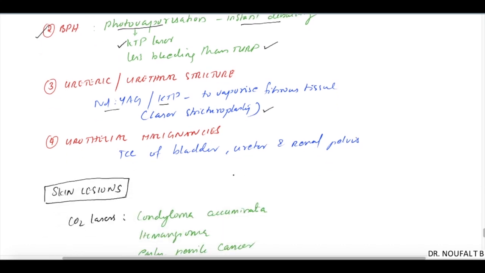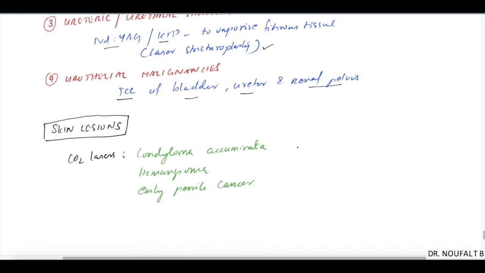And urothelial malignancy, transitional cell carcinoma of the bladder, ureter or renal pelvis can be treated with the help of laser. Finally, skin lesions. Carbon dioxide lasers are the most commonly used laser in the dermatology field to treat condyloma acuminata, hemangioma, early penile cancer, and so many other skin conditions.